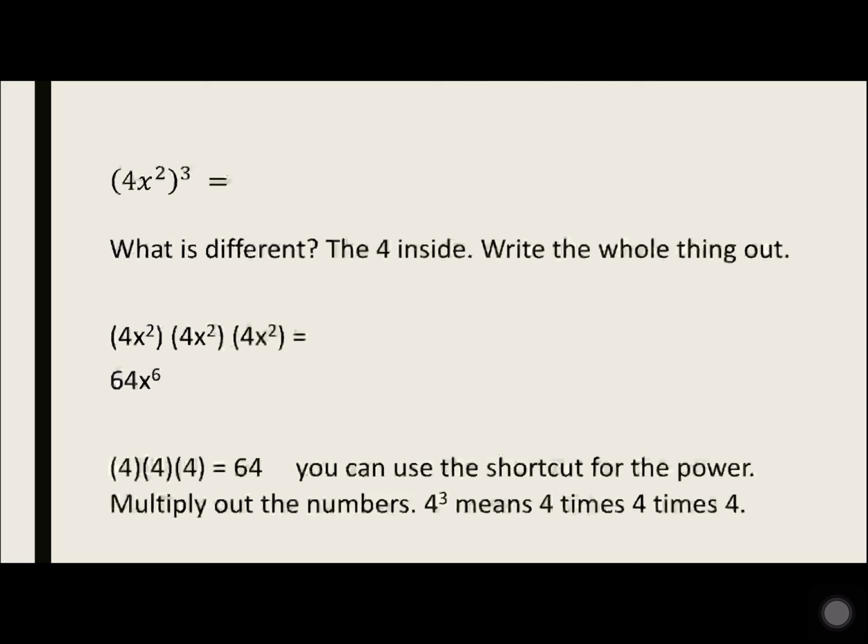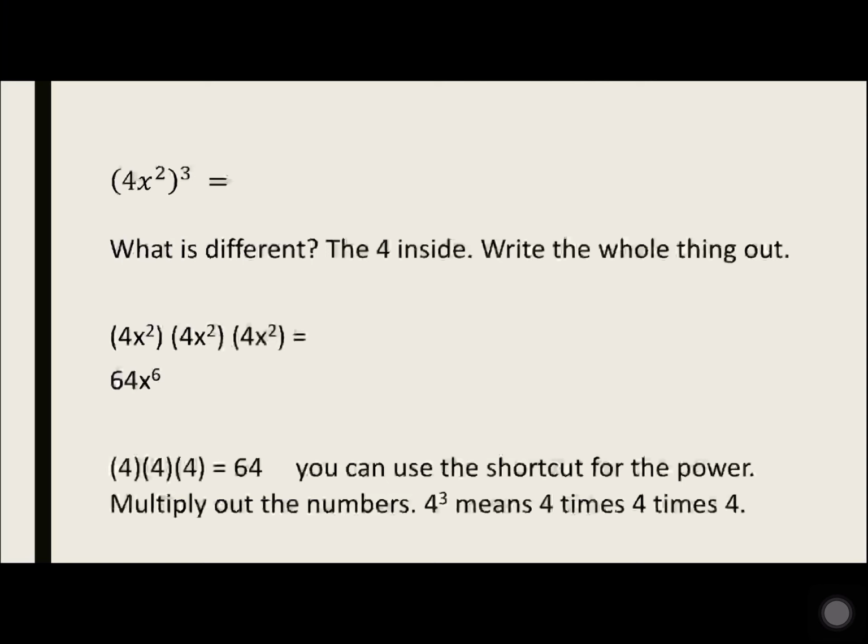4x squared in parentheses all to the 3rd power. What's different? The 4 inside. Write the whole thing out. 4x squared to the 3rd means write 4x squared, 4x squared, 4x squared. Multiply the numbers. 4 times 4 is 16, times the last 4 is 64.